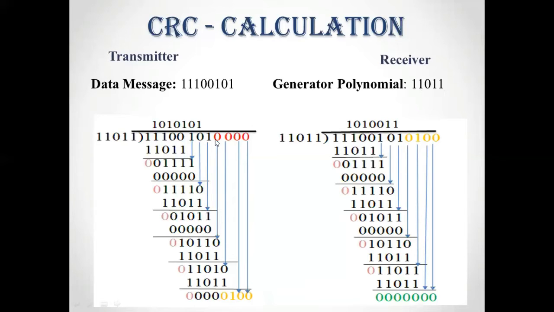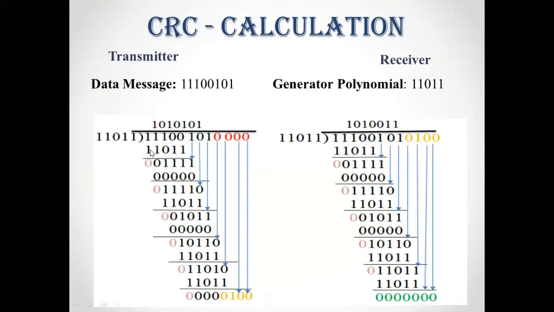Those bits we have to append as 4 zeros to our data message. So we count the length of the generator polynomial, and we consider n minus 1 bits. Now we have to perform the XOR operation. The result of the XOR operation we are all well aware of: only when one of the inputs is high, the output becomes high. If both inputs are logical 0 or both are logical 1, the output becomes 0. Next we proceed with the CRC calculation.